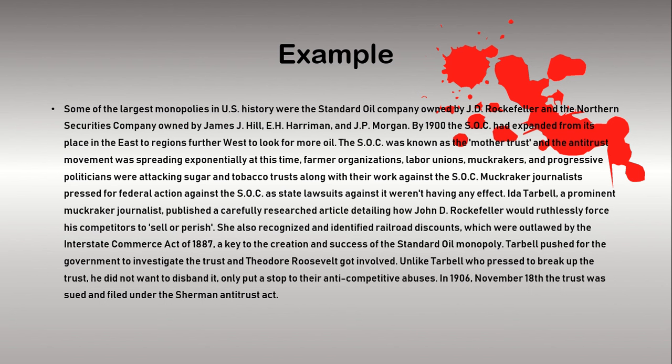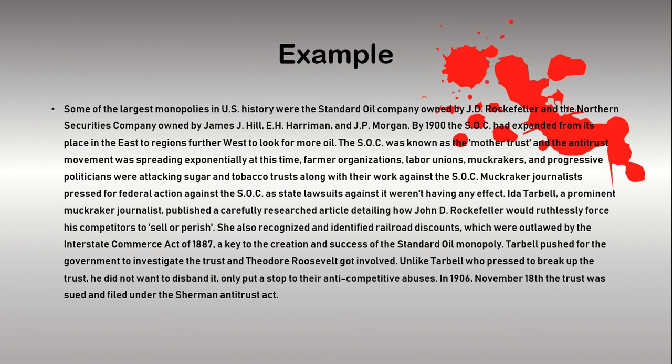Farmer organizations, labor unions, muckrakers, and progressive politicians were attacking sugar and tobacco trusts, along with their work against the SOC. Muckraker journalists pressed for federal action against the SOC as state lawsuits against it weren't having any effect. Ida Tarbell, a prominent muckraker journalist, published a carefully researched article detailing how John D. Rockefeller would ruthlessly force his competitors to sell or perish. She also identified railroad discounts, which were outlawed by the Interstate Commerce Act of 1887, as a key to the creation and success of the Standard Oil monopoly.